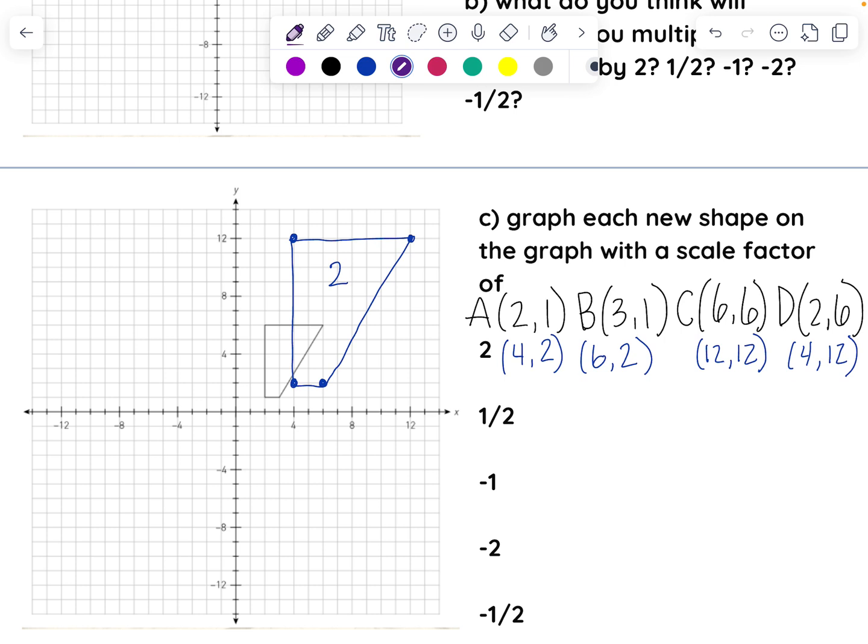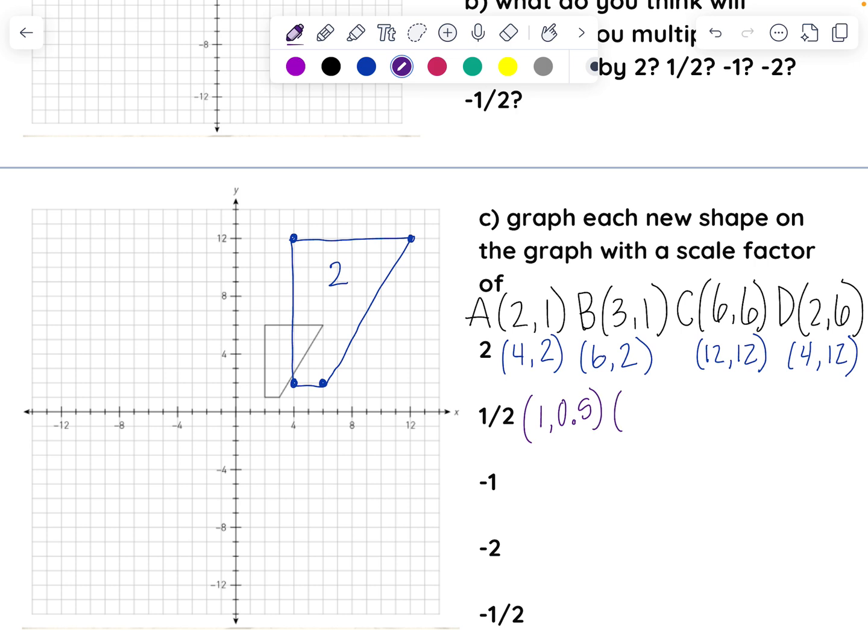Our next number that we're going to multiply by, our scale factor, is 1/2. So now we're going to take each coordinate from the original A, B, C, D, and we're going to multiply each x and y by half. Half of 2 is 1. Half of 1, I'm going to use decimal form, 0.5.